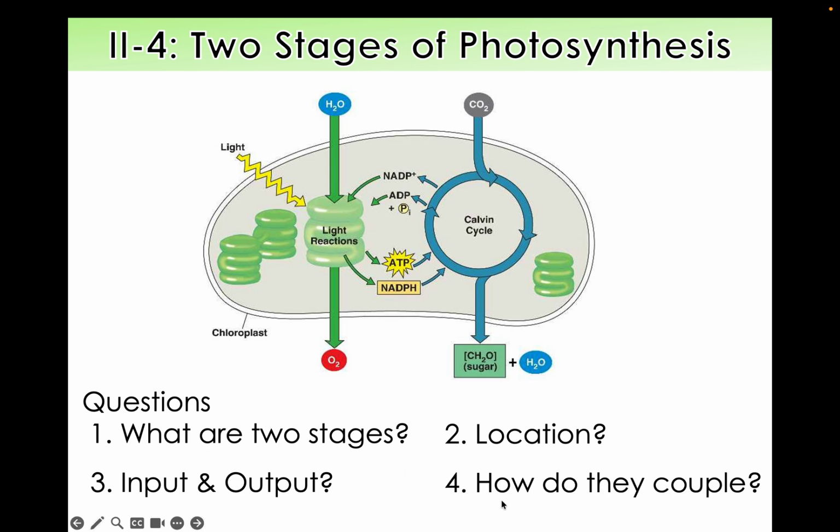And then 4, how are these reactions coupled? The coupling that is happening here is between them with the NADPH and ATP. It's like a cycle. The NADPH is going to be used and regenerate NADP+, and the ATP will be used and regenerate ADP and the inorganic phosphate. And this cycle keeps happening. So these 2 specific parts keep the 2 reactions coupled together.